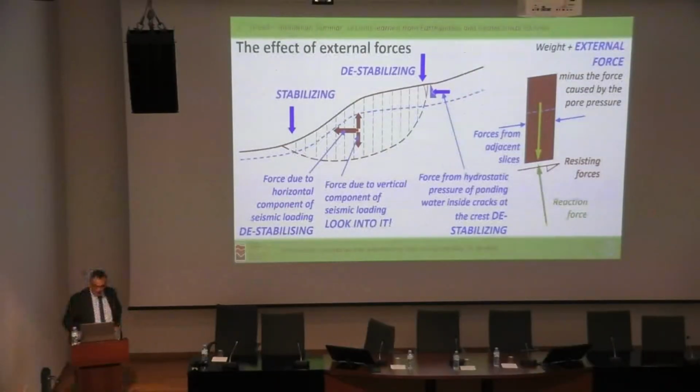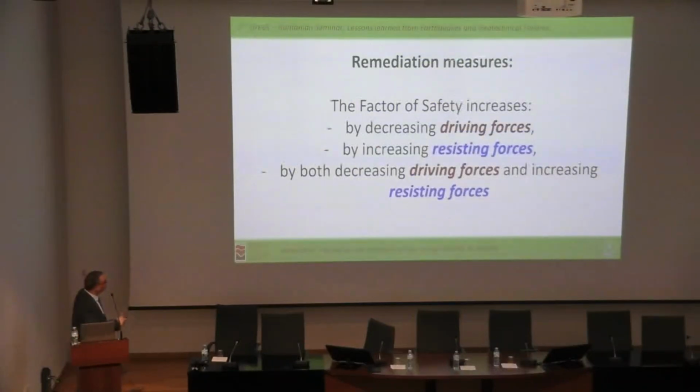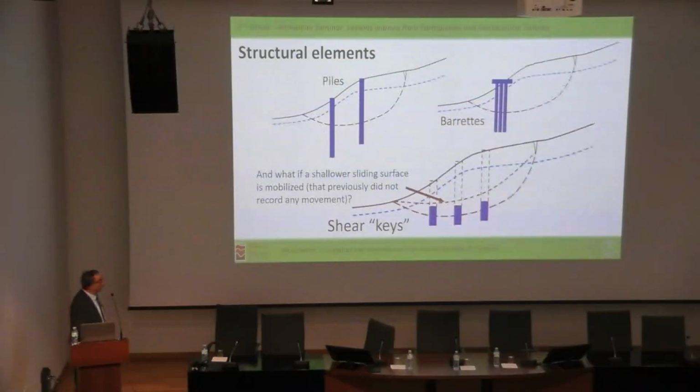And when it comes to our remediation measures, our factor of safety increases by any way we can decrease our driving forces, any way we can increase our resisting forces, and if we can, by both decreasing driving forces and increasing resisting forces. And how will we do this? We can do it by structural elements being piles that we will place in our sliding blocks in order to contribute resistance. They can be barrettes, stiffer structural elements. They can be shear keys being structural elements that we apply only in the vicinity of our sliding surface.